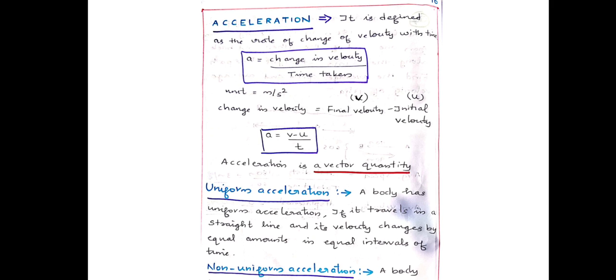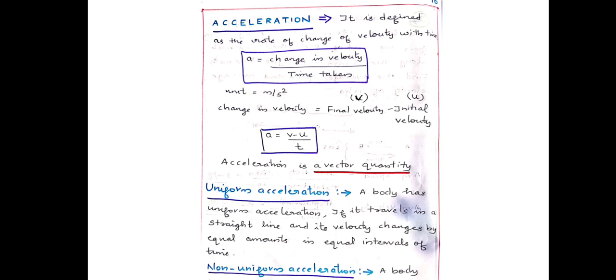In non-uniform motion, as we studied earlier, what is non-uniform motion? What is uniform motion? A body covers equal distances in equal intervals of time. That's why it is called a uniform motion. So what is non-uniform motion? A body covers unequal distances in equal intervals of time. That is called a non-uniform motion.